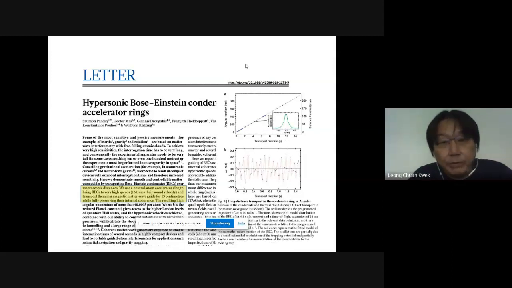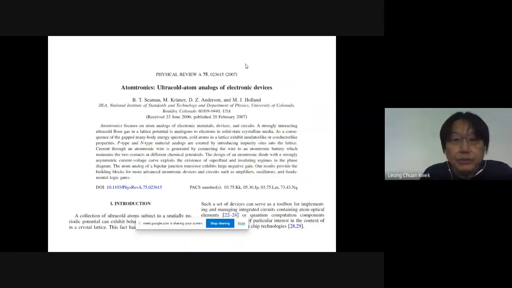The same experiment was also done by another group in France, led by Isabelle Bouchoule in Paris, ENS, and I think they have also achieved the same result. And one of the earliest papers on this topic was written by Murray Holland. This is the first time Atomtronics ever appeared in the title of a paper, although the word Atomtronics was mentioned much earlier.